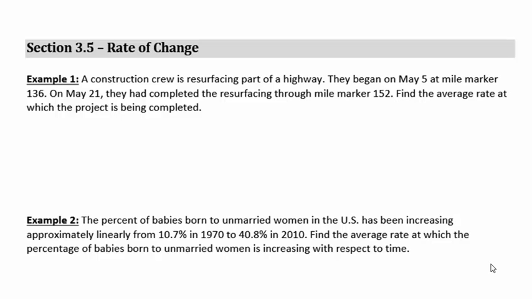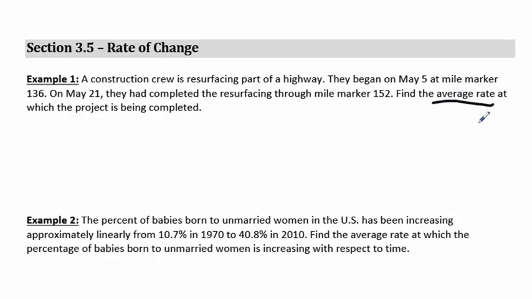Section 3.5, Rate of Change. In example 1, we have a construction crew resurfacing part of the highway. They began on May 5th at mile marker 136, and on May 21st they had completed through mile marker 152. Find the average rate at which the project was being completed.